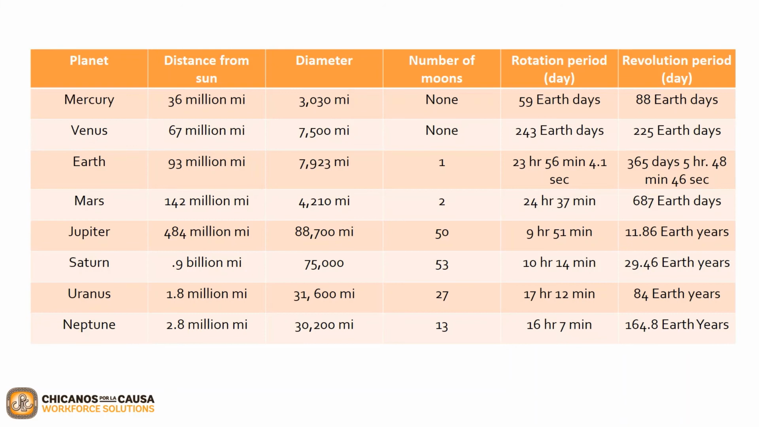Here are some interesting facts for you regarding the planets in the solar system. Now, I'm not going to go through all of them. However, feel free to pause the video at this time so you can take a look at all the different characteristics of each planet to learn maybe how many moons they have, the distance from the sun, how big they are in diameter, their rotation period, and the revolution period.